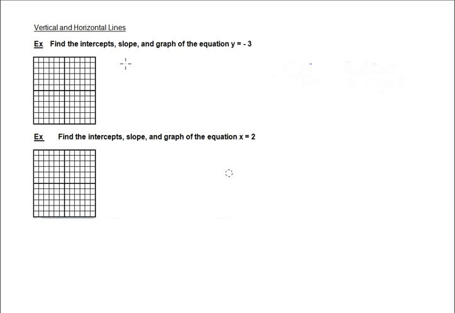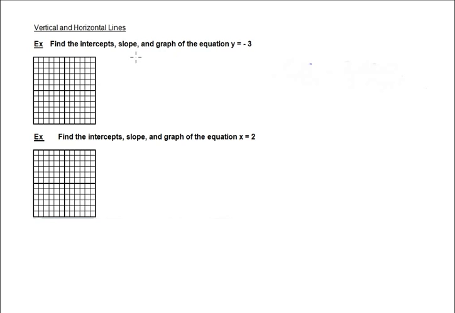Next, I'd like to look at problems that are somewhat unusual. They're not exactly what we might expect, but we can graph them anyway. The first is the equation y is equal to negative 3, and we are asked to find the intercepts, the slope, and the graph of this equation.